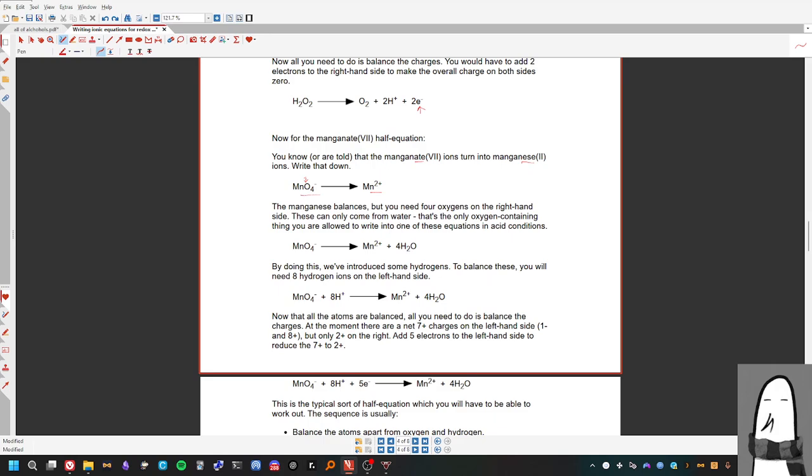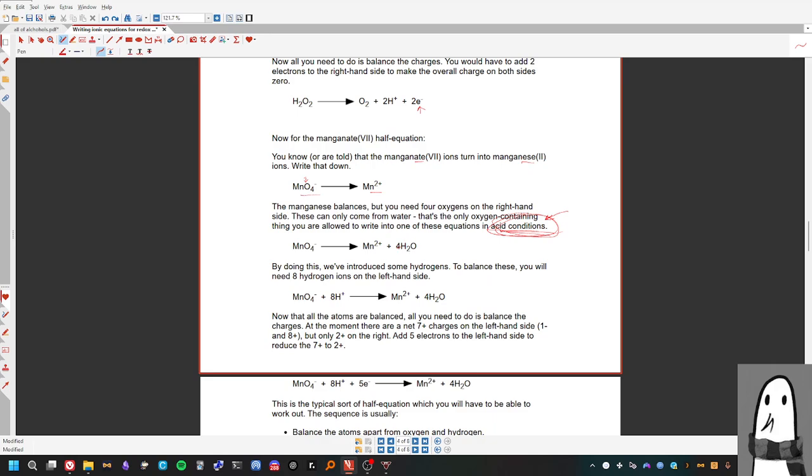So manganese balances, but you need 4 oxygens on the other side, and these can only come from water, and that's the only oxygen-containing thing that you're allowed to write into these equations in acidic conditions. Anything else would not be allowed in acidic conditions, or else you would either be neutralizing it, or you would be doing something to the acidic conditions, which would just break this entire reaction. So you are allowed to add water. Okay, so now you add in 4H2O, and you have noticed that you have 4 O's on this side and 4 O's on that side, so the O's are balanced.